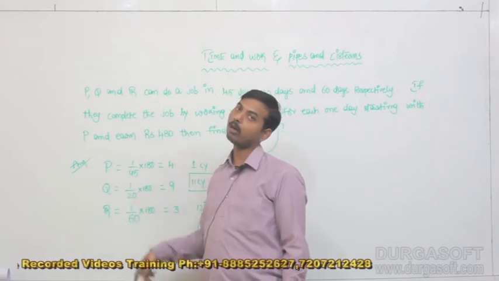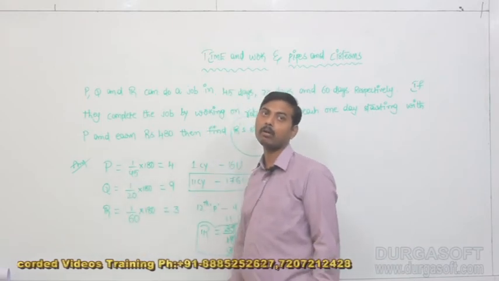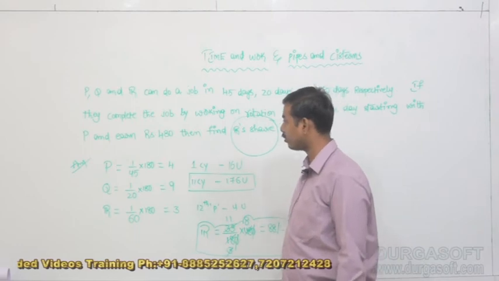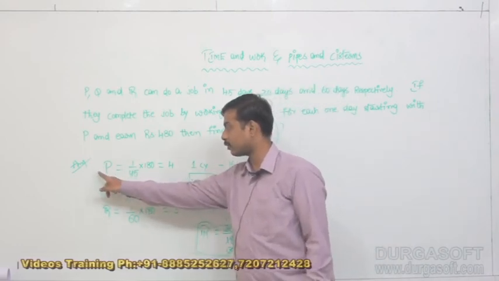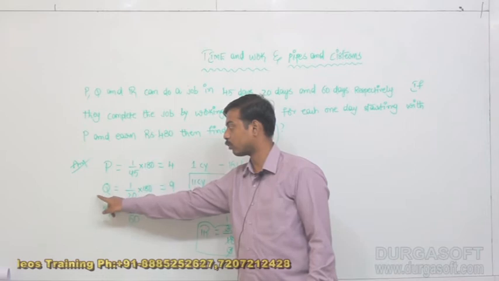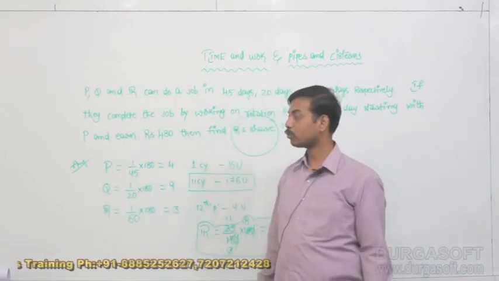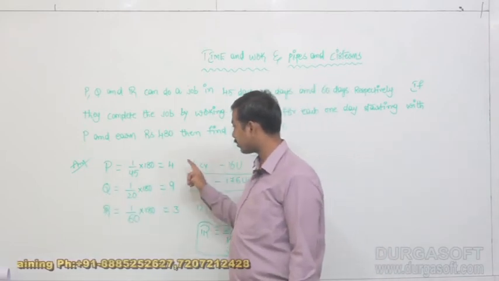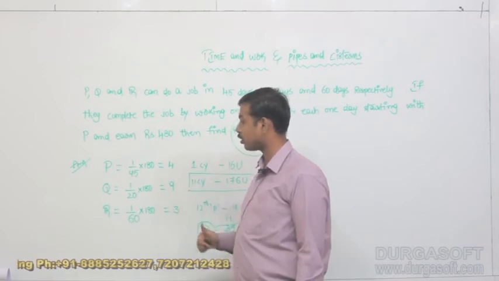These 3 people are working on alternate days, that means on a rotational basis. In one complete cycle, P has to work for 1 day, Q also has to work for 1 day, and R also has to work for 1 day. In one complete cycle, 4 plus 9 plus 3, that is together how much?